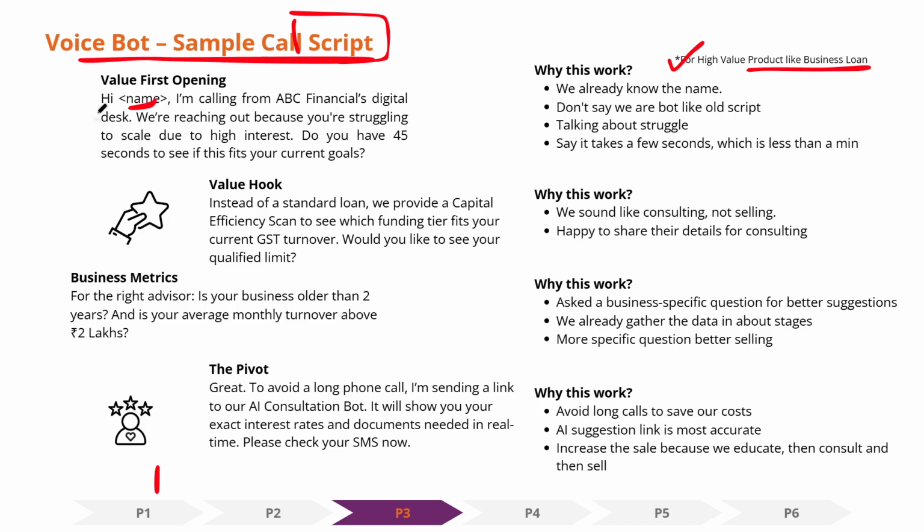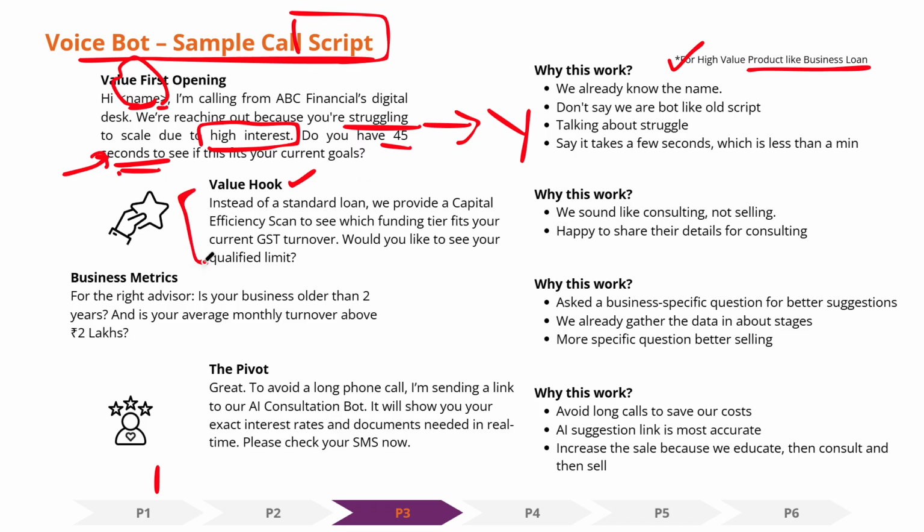If you notice, we know their name, so this feels good internally. Then we also understand what they are struggling with. We also know the reason, and how we know the reason, I showed in the previous slide. After that, we say 45 seconds. I only mention the seconds here, so it's less time, and most of the time they can say yes, I am ready. After that, the value hook. We need to hook something.